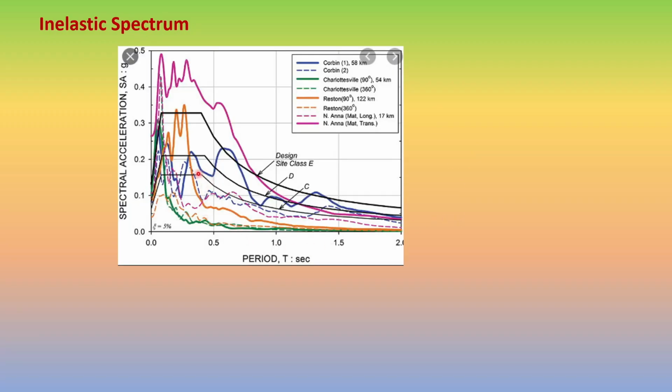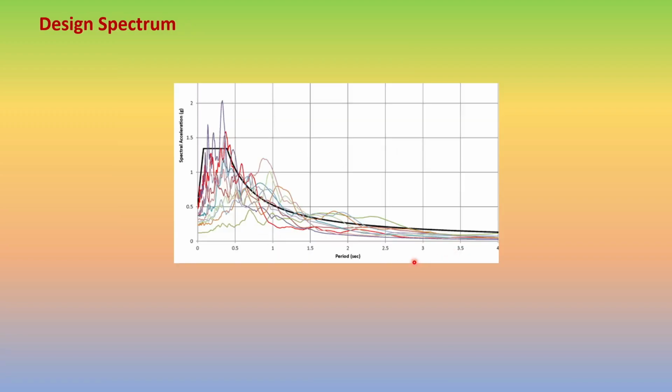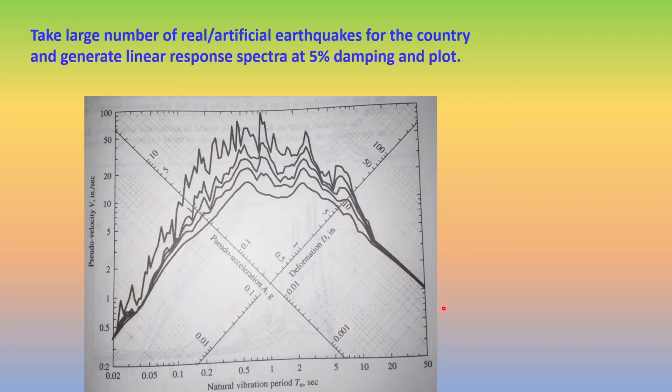Another example is given here, inelastic response spectrum for different earthquakes. Design spectrum, as we discussed, and several response spectra are drawn. Then you can get an average of the response spectra and smoothen it, then it becomes the design spectrum. It can be shown in the tripartite log paper also. So you have drawn a large number of response spectra in the tripartite log paper and take the average of all these and smoothen it. You get a curve like this, then that will be the design spectrum in the tripartite log paper for that area.